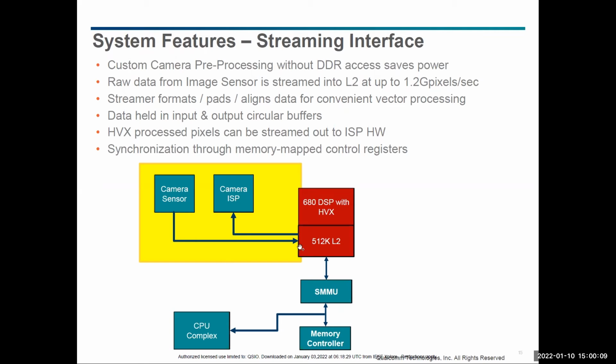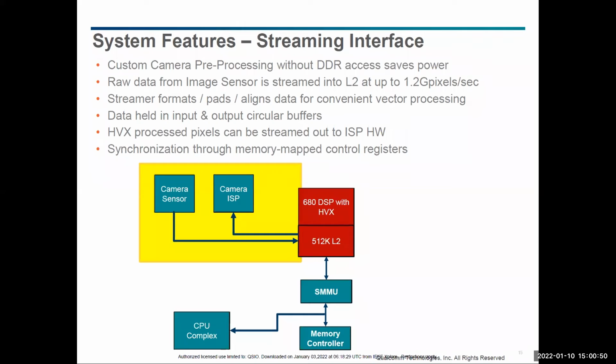A particular register is programmed to tell the DSP that the data streaming is complete and the data processing can begin. Once the data processing is complete, there is another control register that will trigger the camera ISP that the data is ready to be picked up from a specific L2 address. There are multiple circular buffers in the L2 cache, which ensure that synchronization is maintained and the data is coming in, processed, and then given out to the camera image signal processor.